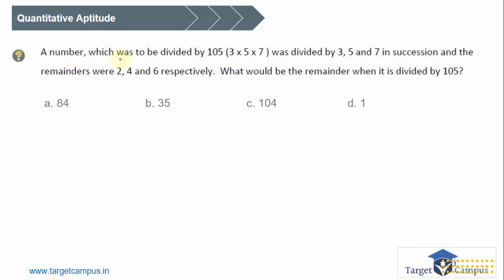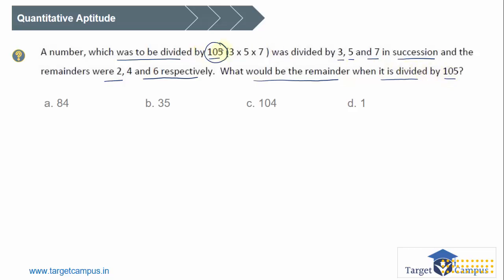A number which was to be divided by 105, that is 3 into 5 into 7, was divided by 3, 5 and 7 in succession, and the remainders were 2, 4 and 6 respectively. What would be the remainder when it is divided by 105?